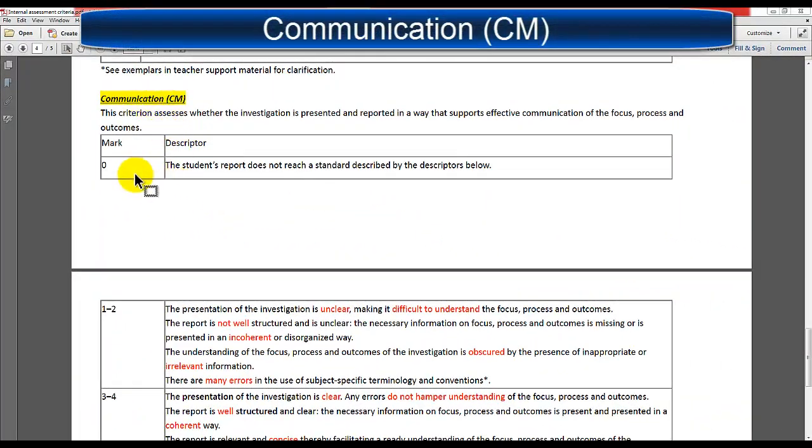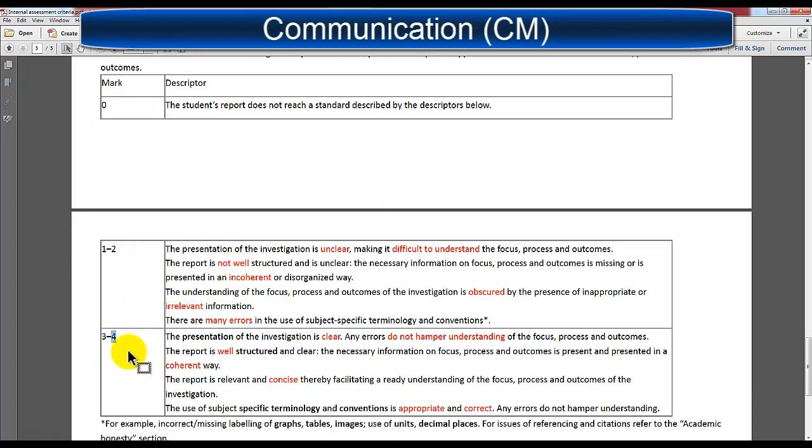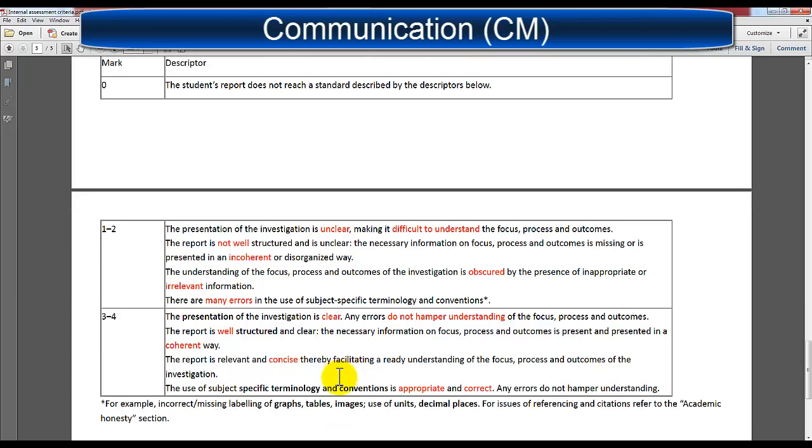Lastly, communication. In this aspect, you may get at most 4 marks. And I would say most of the time, as long as you don't have any careless mistake in your calculation, you always show the unit properly with SI units, the significant figures and decimal places in the table are shown well, and all the graphs, tables, and images have captions, you should at least get 3 marks.